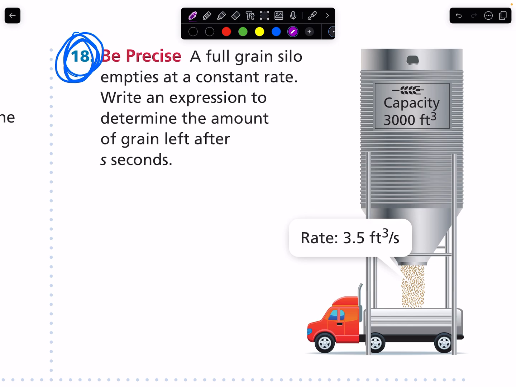So in this case, we're going to go ahead and read it first to make some understanding of what we're doing. It says a full grain silo, well, the thing on the right, the picture, is the silo, empties at a constant rate. So I'm going to underline or highlight, you guys are probably going to underline, empties. So that means subtract. Remember, if I write it, you should write it. At a, and there's another hint word, constant rate. So that means it's going to keep emptying at a constant rate. It's going to keep happening. And it tells me that rate is 3.5 feet cubed per second.